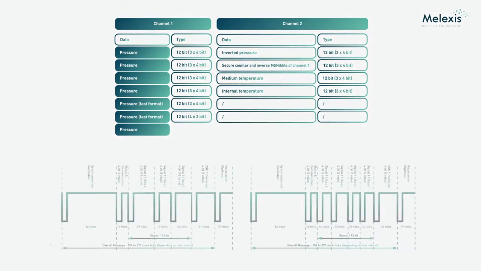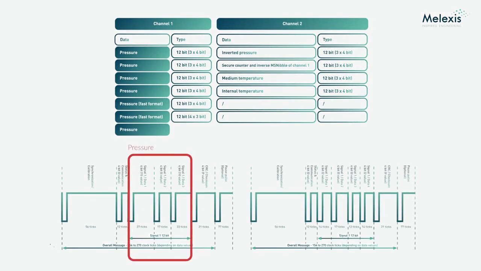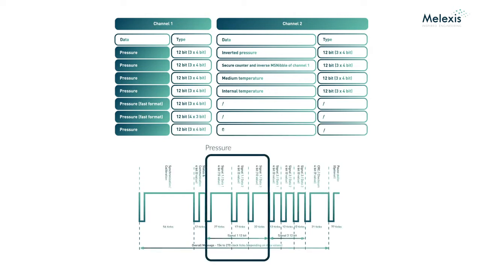We also have 2 options available that allow a fast SENT format, where only 12-bit pressure information is available. This can be in a 3x4-bit or 4x3-bit configuration. The last option uses 12-bit pressure data on fast channel 1 and fast channel 2 is fixed to 0.